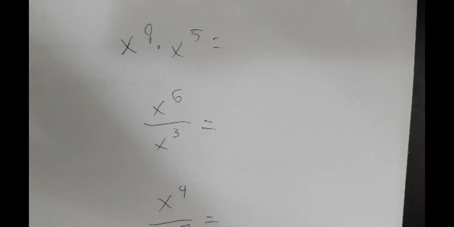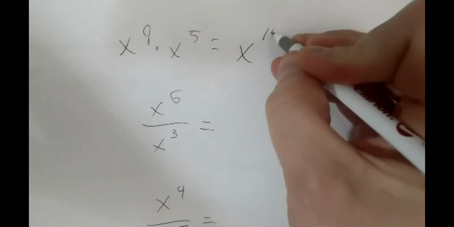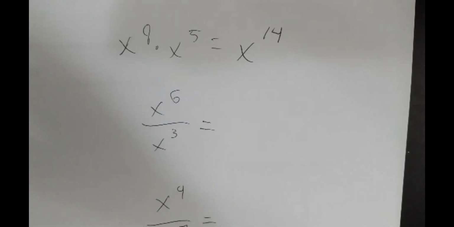That's a 9 and a 5. So if I have x to the 9 times x to the 5, what's the rule here? Add them, so x to the 14. I hope that is what you're getting for that one.